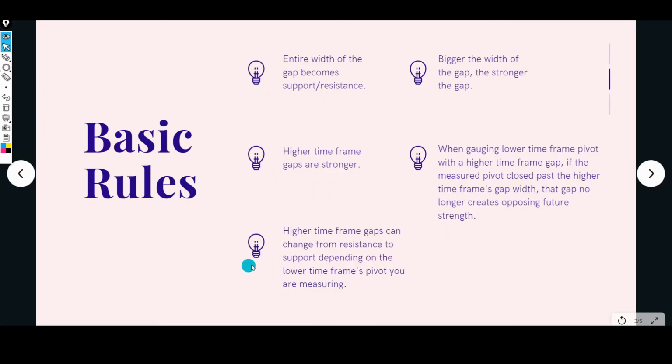Number 5. The higher time frame gaps can change from resistance to support, depending on the lower time frame's pivot you are measuring.